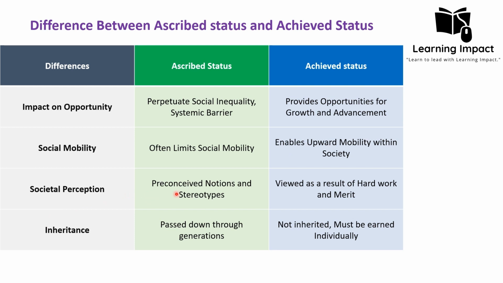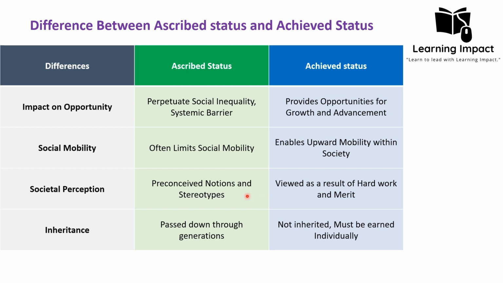Then societal perception. In case of ascribed status, it comes with preconceived notions and stereotypes. For example, if we take gender, if I am born a girl, it can lead to some preconceived notions and stereotypes which can lead to gender discrimination. So I will face discrimination in society because of my status, which is not voluntary, which is involuntary, which is ascribed. So it can be associated with preconceived notions and stereotypes. And in case of achieved status, it is viewed as a result of hard work and merit. If someone has become, for example, a sociologist, society looks at him as a result of hard work and merit and considers him a successful person. So achieved status depends on hard work and merit.